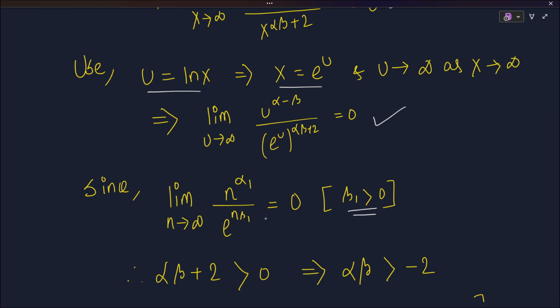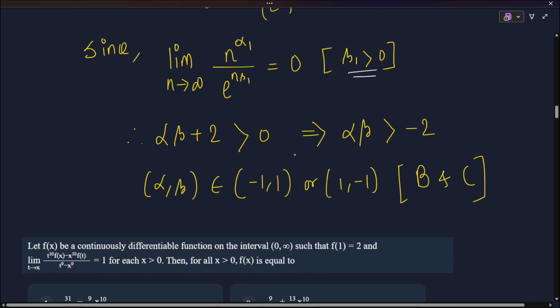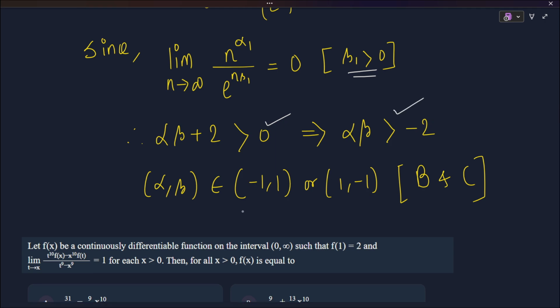And in order to maintain that, we need to ensure that this alpha beta plus 2, because u is already the limit variable, going to infinity, this alpha beta plus 2 must be greater than 0. That is the only way we are going to make this form. So we only need to find out if alpha beta plus 2 is greater than 0, which means alpha beta should be greater than minus 2. And only two such sets satisfy where alpha beta would be greater than minus 2. So B and C are our answers.